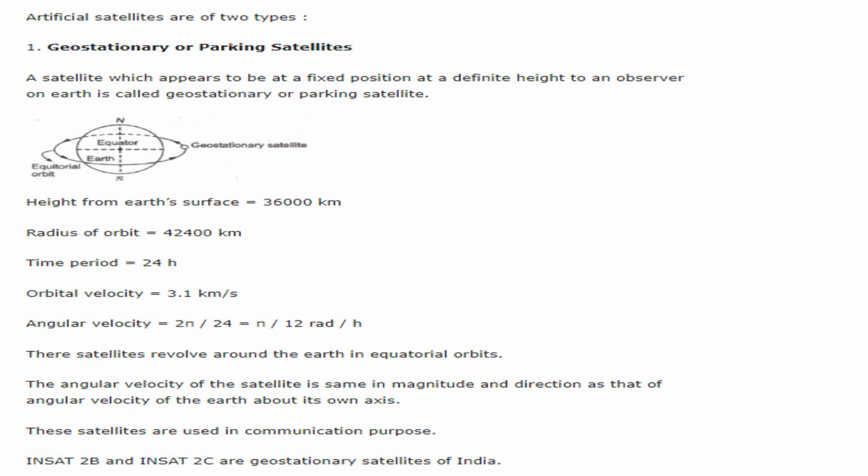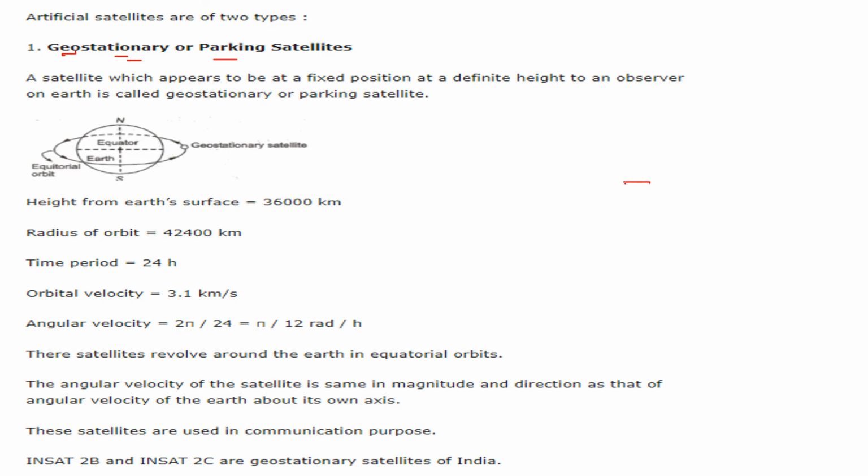Artificial satellites, these are of two types. Geostationary, we also call it as parking satellite. This geostationary means, geo means Earth, stationary means stationary with respect to Earth. So a satellite which always appears to be at a fixed position at a definite height to an observer on Earth is called geostationary or parking satellite.